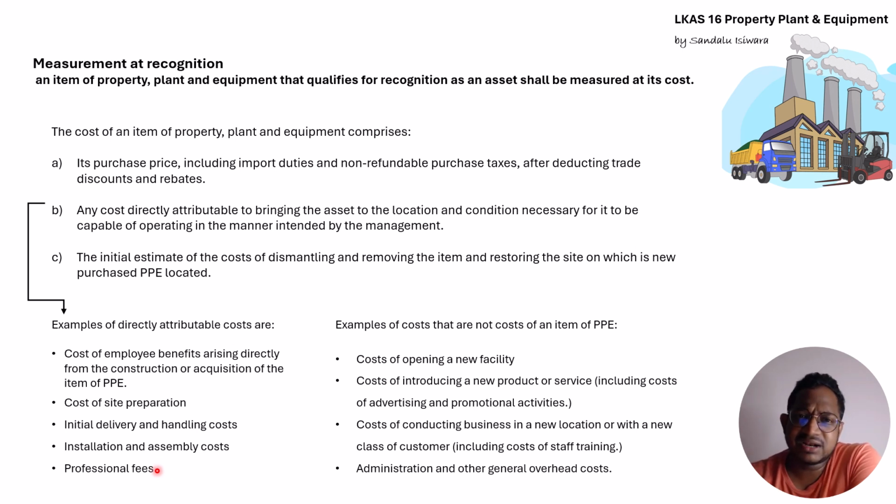And what are the things that we are not considering when you are measuring the cost of property, plant and equipment at recognition? Cost of opening a new facility, cost of introducing a new product or service, including cost of advertising and promotional activities, cost of conducting business in a new location or with a new class of customer, administration and other general overheads, and staff training cost. So these are examples of cost items that you are not including when you are measuring the property, plant and equipment cost at the initial stage, right?